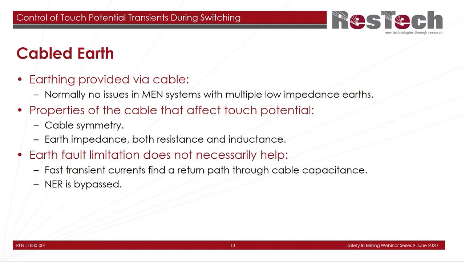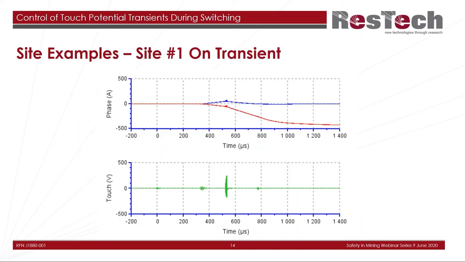We do know other things that can cause issues with cabled earths and generating touch potential, things like cable symmetry. That's usually one of the things that is tested when touch potential is being measured or experienced. And of course, earth impedance, both resistance and inductance, the magnitude of that also affects the magnitude of the touch potential that's felt. Now, fast transient currents find a path through the cable capacitance, okay, which means that the NER is bypassed, which means that even though we've got an earth limited system, it doesn't actually help us.